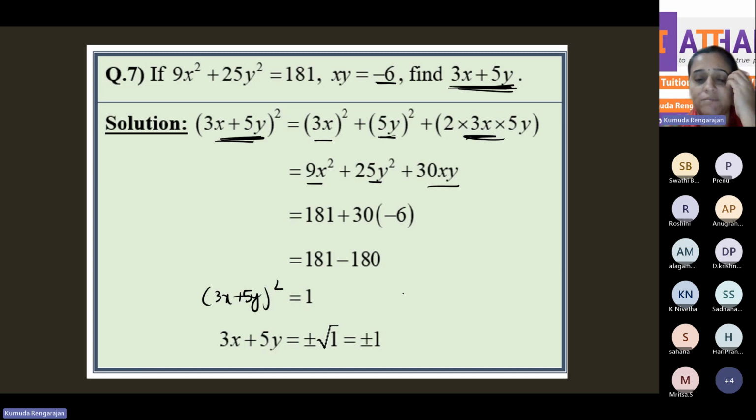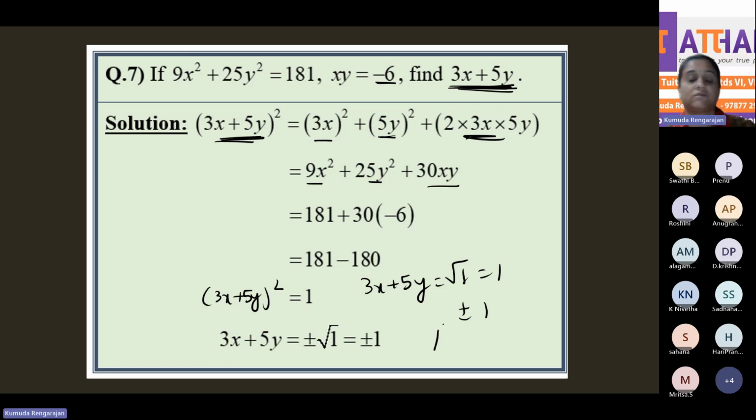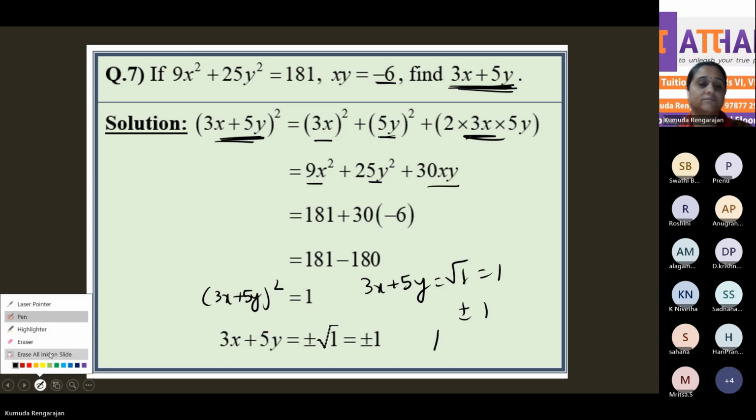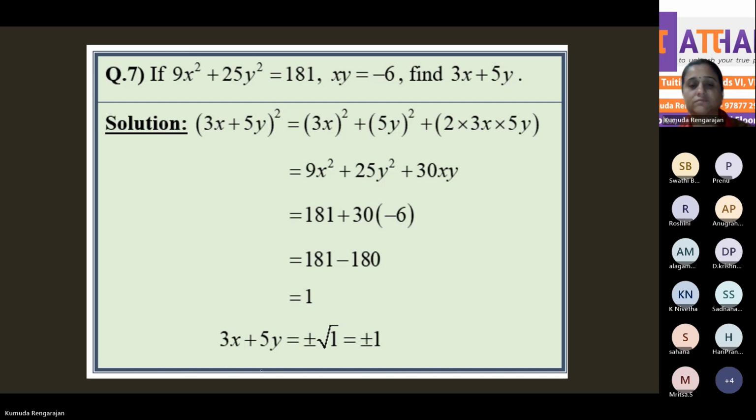If you have just written plus 1 also, it is fine. 3x plus 5y is equal to square root of 1, which is 1. That's also fine. Plus or minus 1 is also right, or simply 1 is also fine. Because this is 3x plus 5y, the whole square. See here, so 3x plus 5y is plus or minus 1 or simply 1.